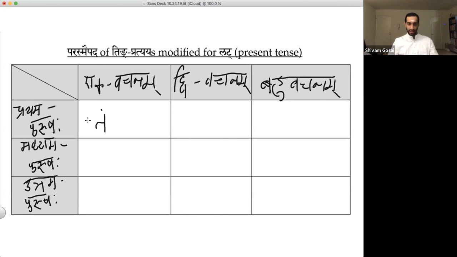So when we're looking at pratama purusha, so third person singular, pratama purusha eka vachanam, the pratyaya is ti. Pratama purusha dvivachanam is, say with me, taha. Pratama purusha bahuvachanam, anti. Okay, so ti, taha, anti. Ti, taha, anti.